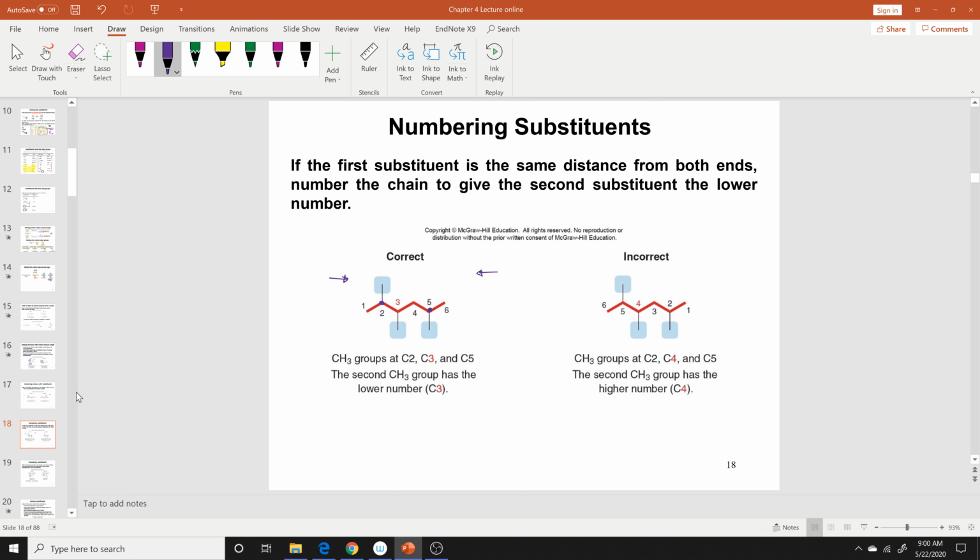So here my second substituent, if I start from this side, is on carbon number 3, but here my second substituent, 1, 2, 3, and 4, is going to be on carbon number 4 if I start numbering from that side. So this is why I cannot use this way. I cannot start numbering from this side here. I have to start numbering from the other side, from this side.